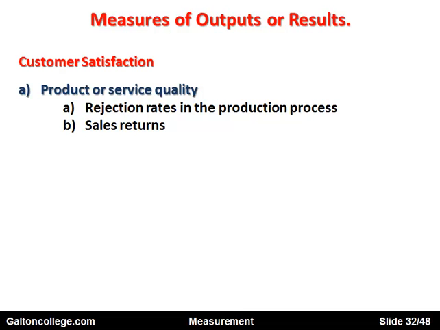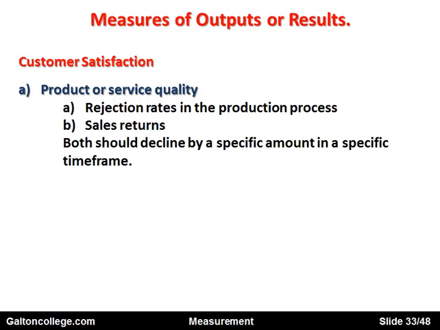So sales returns and rejection rates, these are two big indicators. The difference between rejection rates is that simply the customers reject the product right at the start. They don't want to know the product. They don't like it right from the start. The sales returns is when they've actually bought it and return it because it didn't satisfy their requirements, their needs. So subsequently they reject it. They return it. So both should decline by a specific amount in a specific time frame.